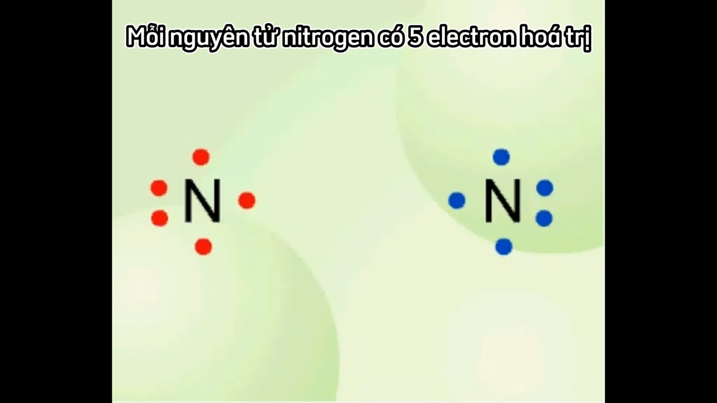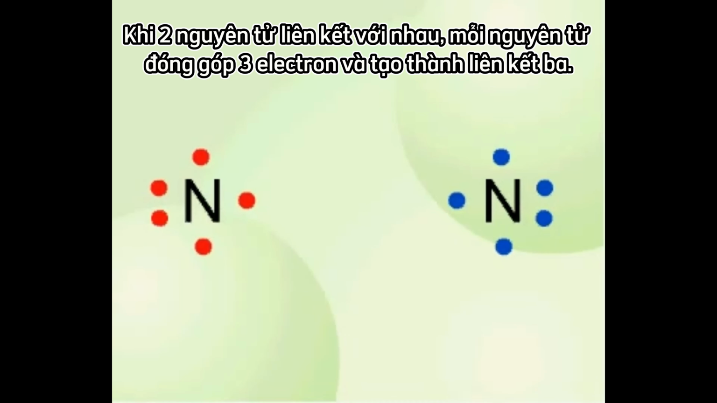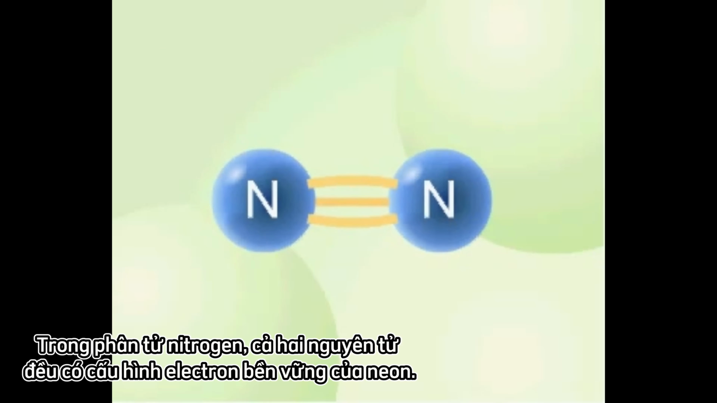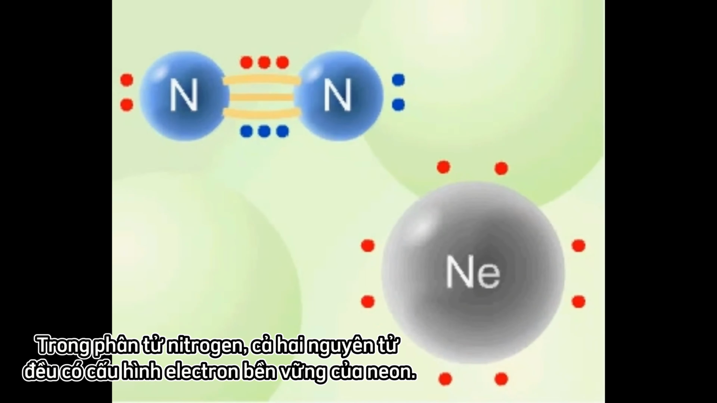Since every nitrogen atom has 5 valence electrons, they both share 3 of them when combining with each other. They form a triple bond. In the nitrogen molecule, both atoms have the stable electron configuration of neon.